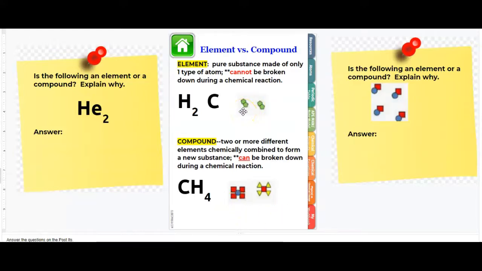So that's a brief reminder of the difference between an element and a compound.